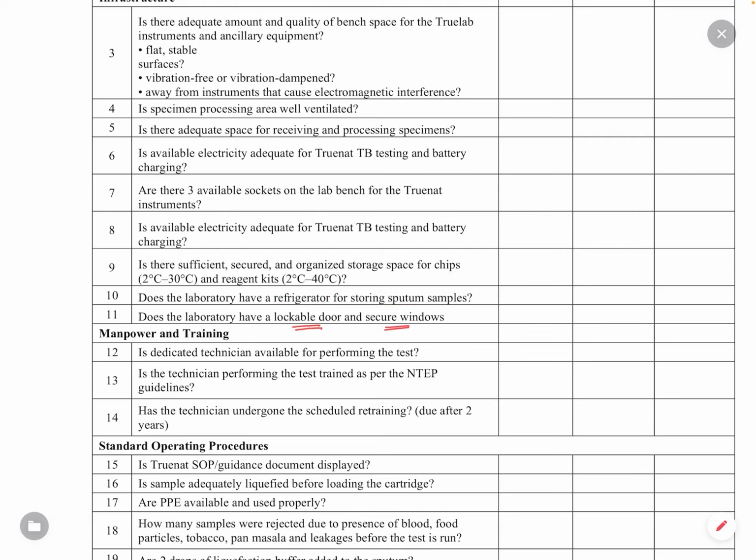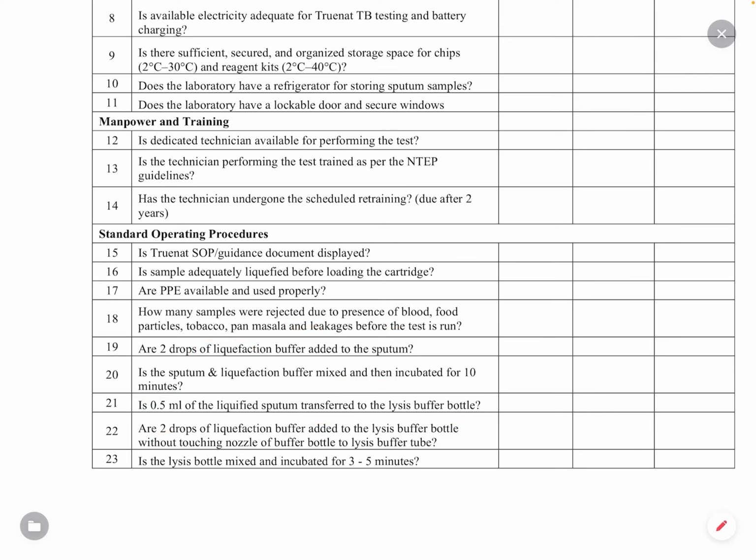Manpower: is a dedicated technician available for performing the test? Is the technician performing the test as per the RNTCP training protocol and guidelines? Has the technician undergone scheduled training? Okay, retraining every 2 years. There has to be retraining. Then we have, are the TrueNat SOP and guidance materials displayed properly?